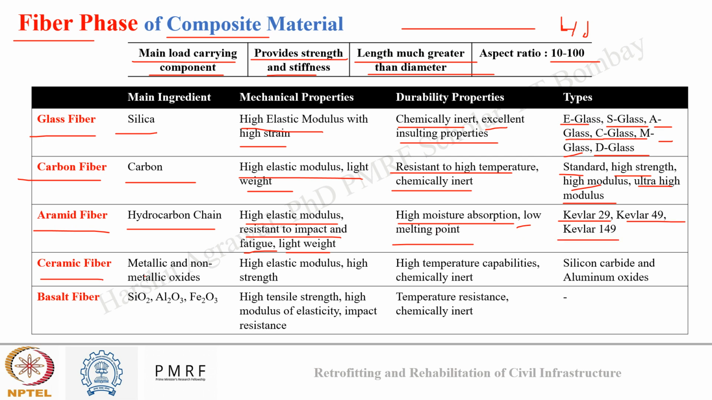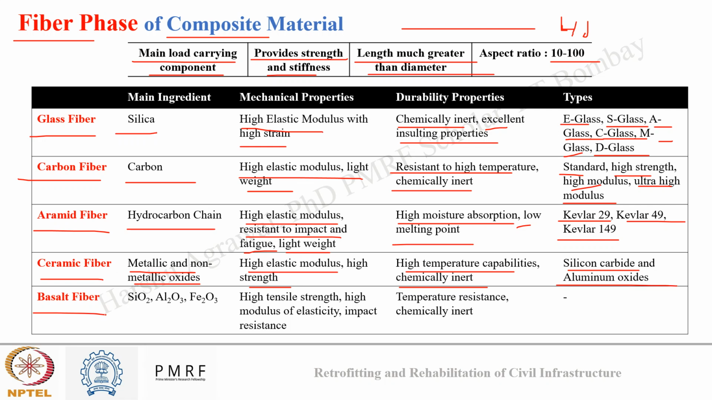There are ceramic fibers also, which can be metallic or non-metallic oxides. They have high elastic modulus and high strength. They have durability properties like high temperature capability and good chemical inertness. And these are based on silicon carbides and aluminum oxides.